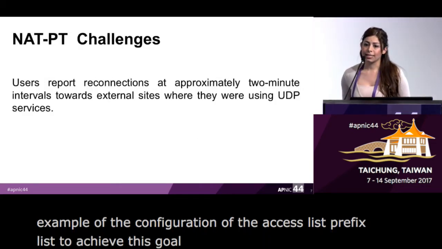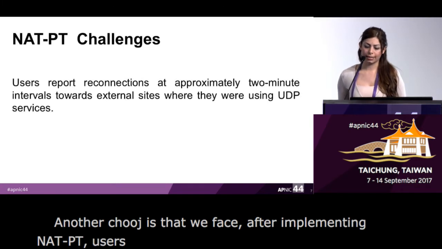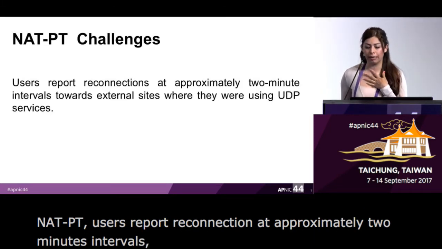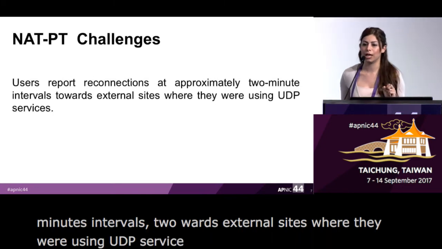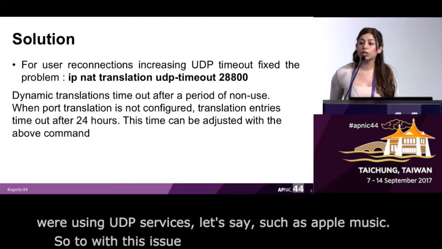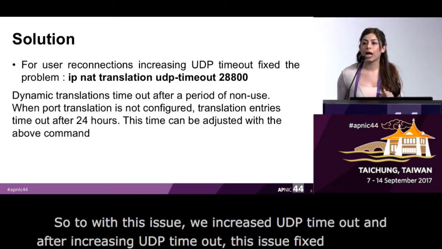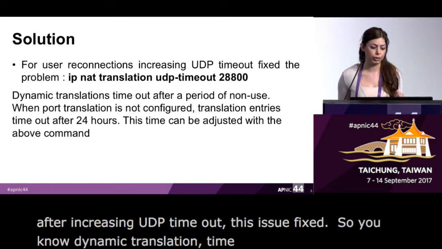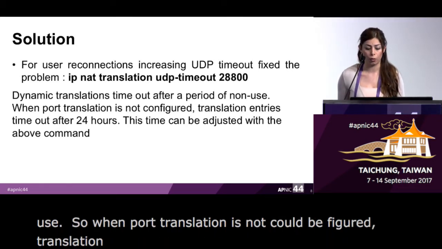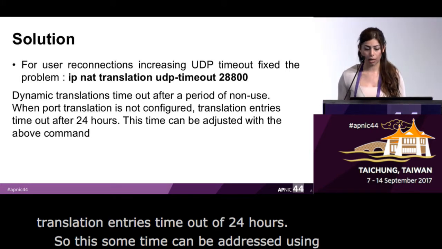Another challenge that we faced after implementing NAT-PT was that users reported reconnections at approximately 2-minute intervals towards external sites where they were using UDP services, such as Apple Music. To deal with this issue, we increased the UDP timeout, and after increasing it, the issue was fixed. Dynamic translation times out after a period of non-use. When port translation is not configured, the translation entry times out after 24 hours. This time can be adjusted using this configuration on the router.